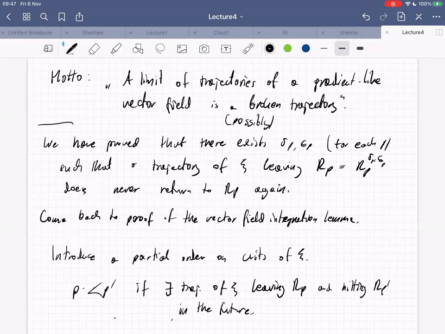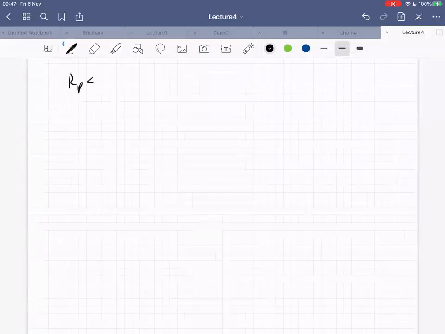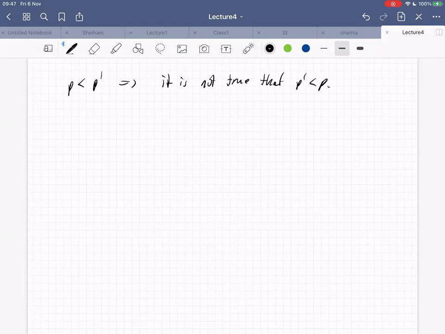You cannot start, what we said is, if P is less than P prime, then it is not true that P prime is less than P. Okay, it is not a circular order. Why is it the case? Well, if P is less than P prime, then you have a trajectory from RP to RP prime. But if you also have a trajectory from RP prime to RP, then you have a trajectory that leaves RP and hits RP again, and that is not true.